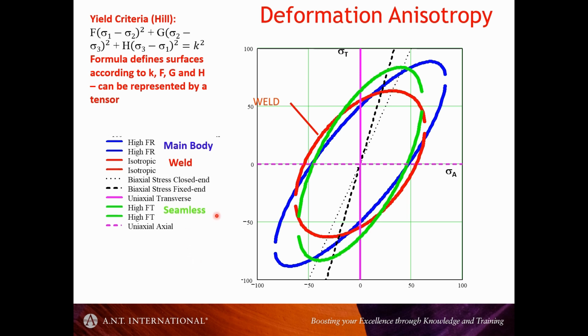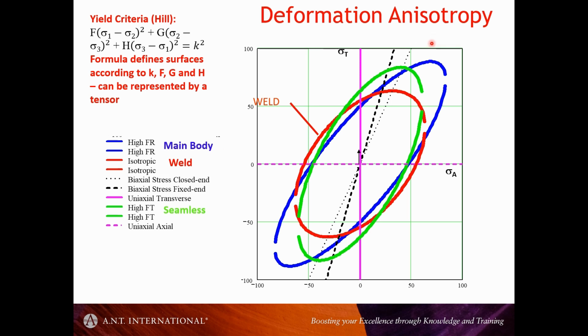And for a seamless tube, which is what we were testing for, the seamless tube has, in this case, a higher basal transverse texture, stronger in the basal direction. And again, that's good because of the intercept here, if it was a closed end, not so much if it was a fixed end. We want the fixed end condition, so the darker dashed line is what's relevant for us. So let's see what happens when we do the two types of tests that I just described.